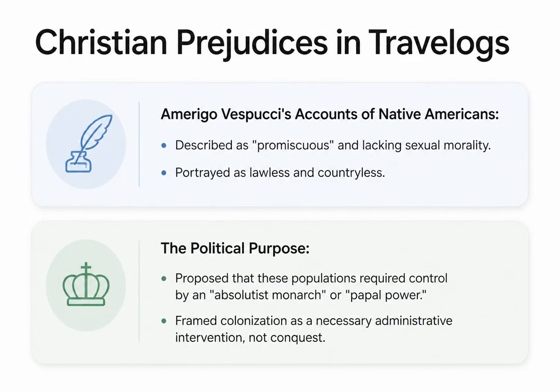Beyond sensationalism, these travelogues were deeply embedded with Christian prejudices. Take Amerigo Vespucci's writings about Native Americans. He described them as promiscuous, lacking morality, and living like animals without laws or countries. This wasn't just bad observation, it had a political purpose. By framing indigenous peoples as lawless savages, Vespucci and others argued that they required control by an absolutist monarch or papal power. This narrative brilliantly justified European colonization, framing it not as a brutal conquest, but as a necessary, civilizing intervention for people who supposedly couldn't govern themselves.